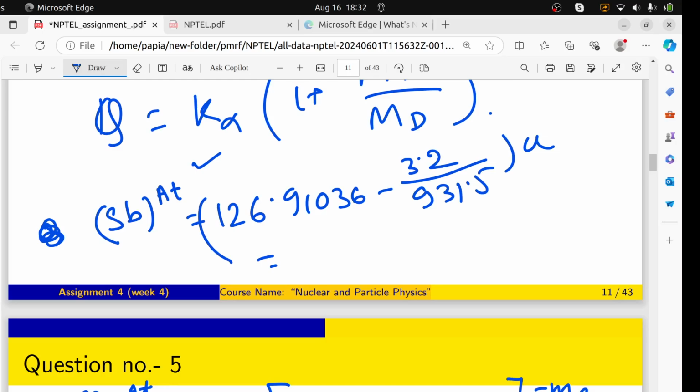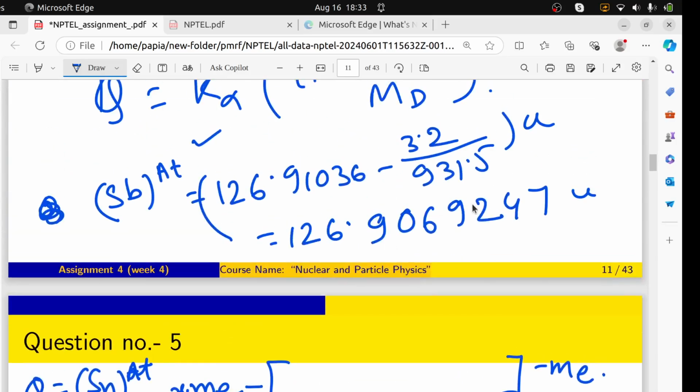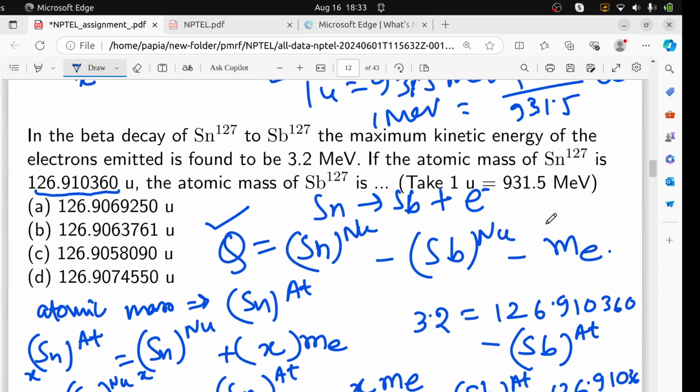So just now calculate this one. This one is 126.91036 minus 3.2 divided by 931.5. Okay, so this is 126.906947 U. Now coming to the options here, 90692. Okay, see here 247 was there, so it can be written as 126.9069250. So this is nothing but option number A.